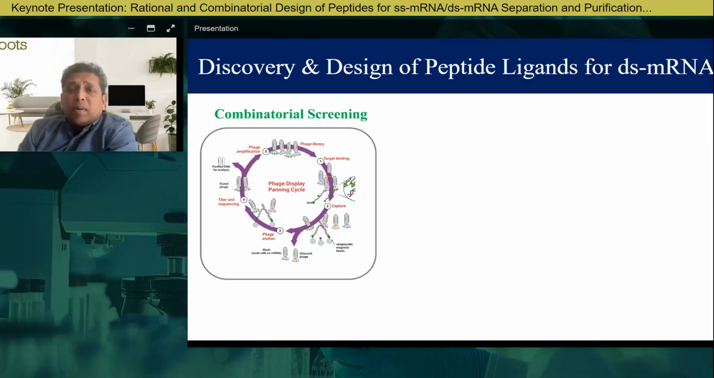But there are several publications that are already out there. I'd be happy to talk about these. But in the past, we have designed ligands, short peptide ligands, against different types of targets, where the interest is in separating them in downstream processing. I hope you can see the slide that I am on, which has a few of our papers.